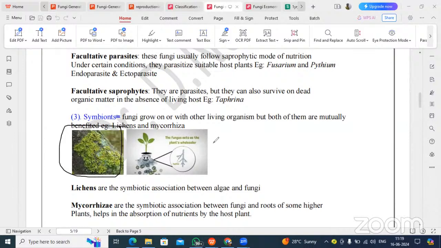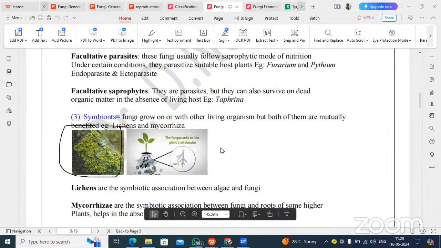And then the mycorrhiza. The second association is the mycorrhiza, which are fungi associated with the roots of the higher plants. Myco means fungi, rhizo means roots. The fungi help to absorb the atmospheric nitrogen, and the roots supply the nutrition to the fungi. A symbiotic association. These are the types of nutrition in the fungi.